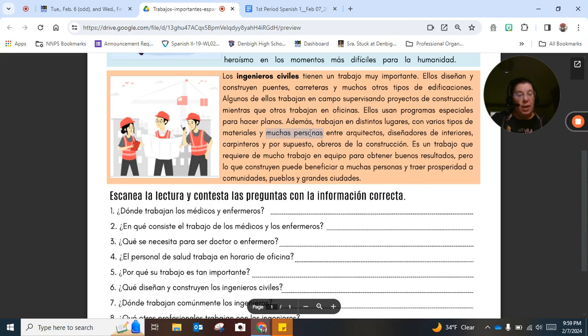Muchas personas, arquitectos, diseñadores de interiores, carpinteros, obreros de la construcción.